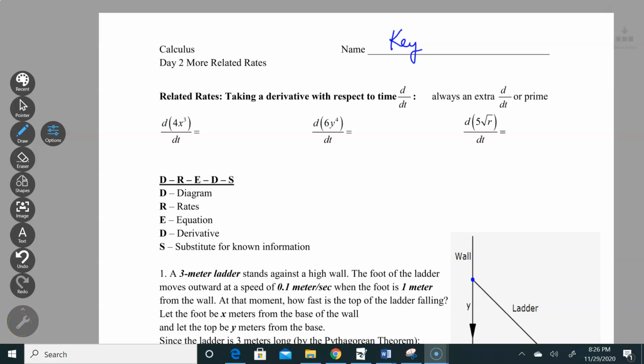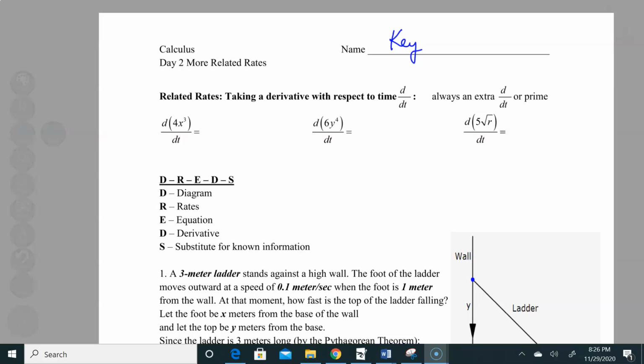Okay, welcome to day 2. We're going to work more on related rates, more word problems. This is why we do calculus, to understand how it applies to real life applications.